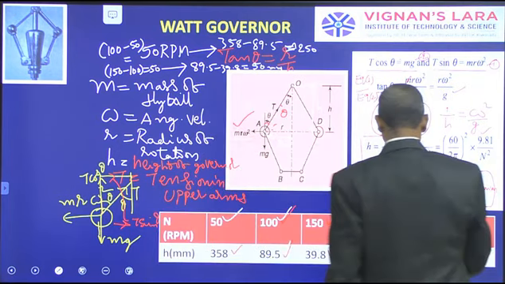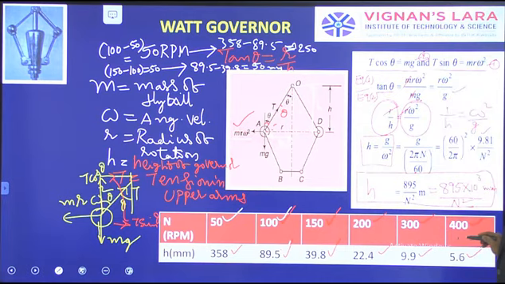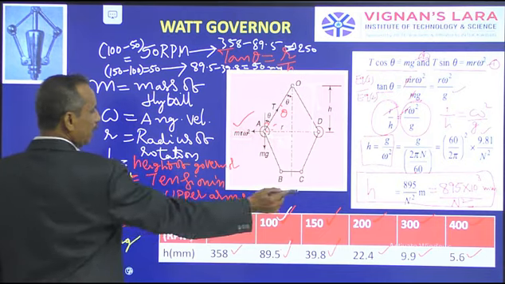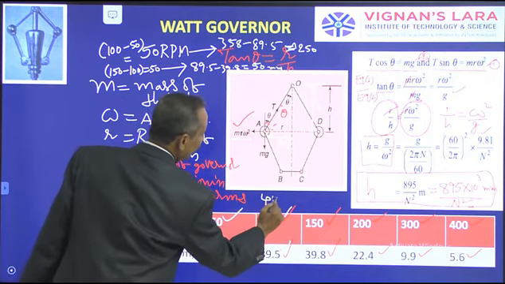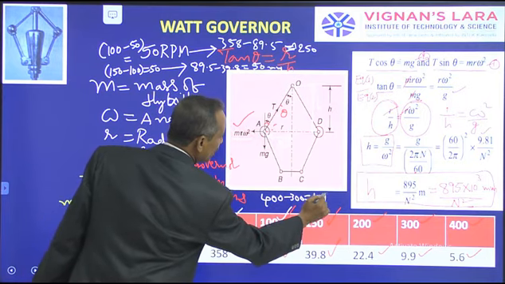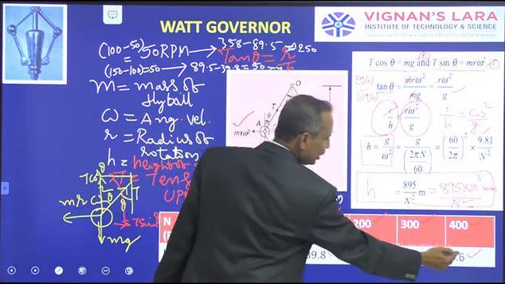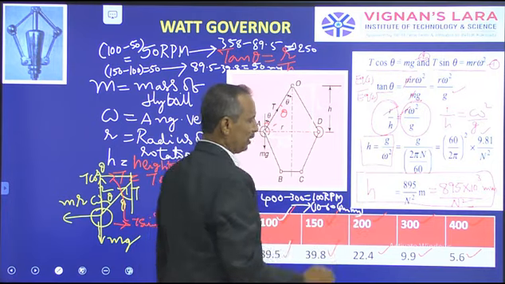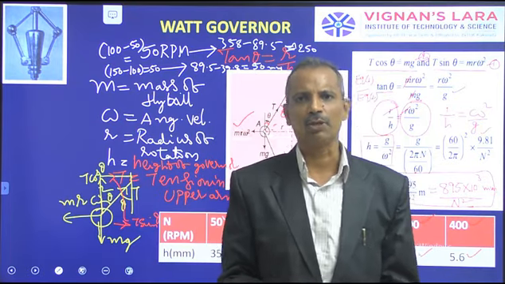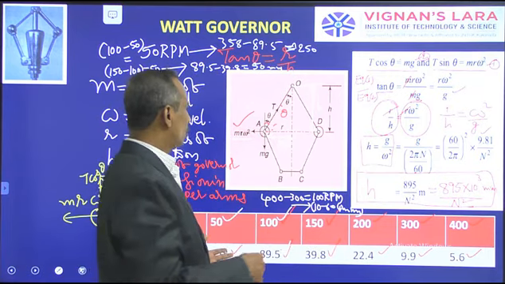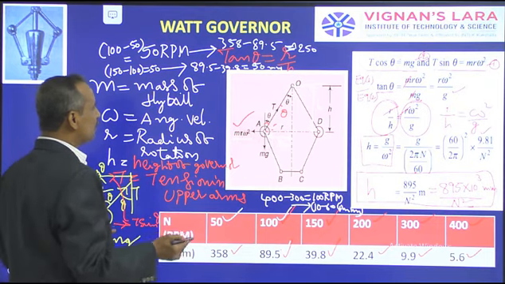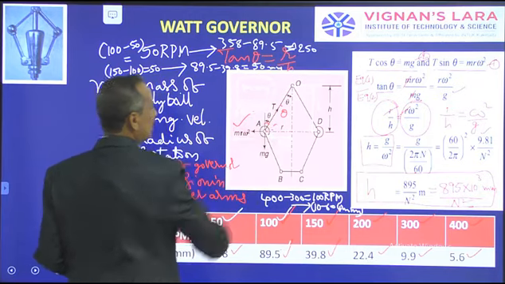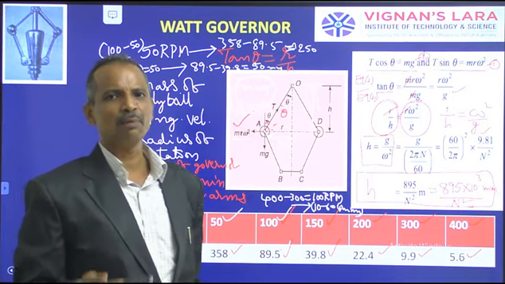mm. What about here? Look at this, 300 to 400. What is the speed difference? 400 minus 300 is 100 RPM. How much lift change did that cause? 9.9 minus 5.6. Let me roughly take 10 minus 6, 4 mm. If you have time, you can calculate for further higher values like 500, 600, 700. For those higher speeds, you get a lift of the sleeve of hardly 1 mm, half a mm, or still lesser values.